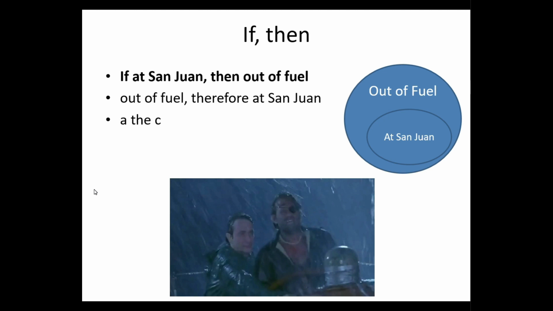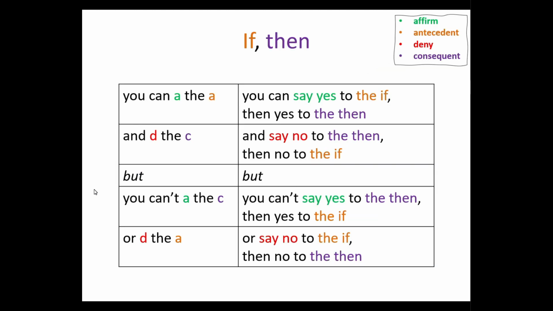A denying the antecedent version of this joke, in other words, if the screenwriters had created a joke from this if-then statement by making the other invalid inference, saying no to the if, then no to the then, it might be Captain Ron saying that the fuel gauge must be broken, because it says they're at a fuel, but they aren't at San Juan, so they can't be at a fuel. Elementary logic.